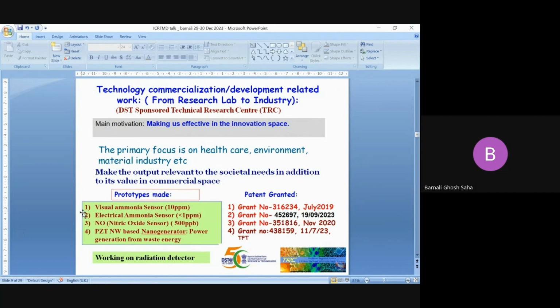Now, we have made several prototypes: visual ammonia sensor, 10 ppm electrical ammonia sensor, nitric oxide sensor, and PZT nanogenerator. This is power generation from waste energy. And almost all the patents have been granted in all these areas. Now we are working on the radiation detector. This is funded by the Department of Science and Technology, under the TRC project.